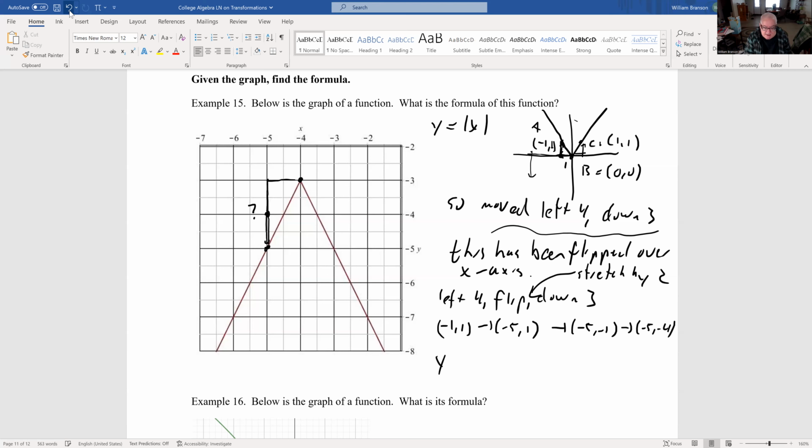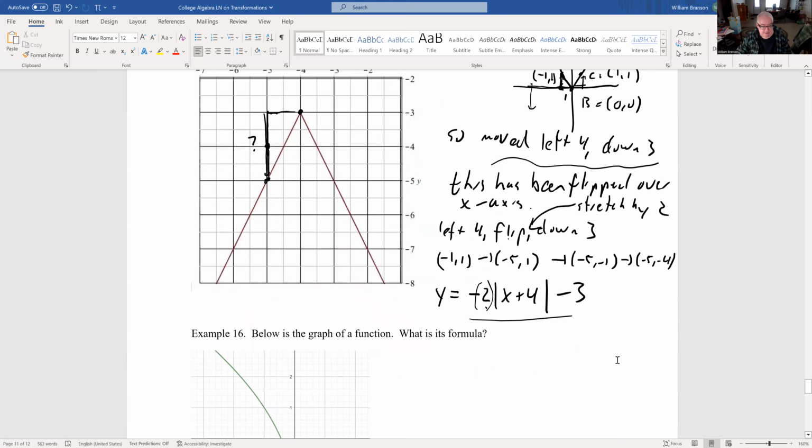So what we're actually going to need is y equals absolute value. Left 4 means an x plus 4 inside. A flipping means a minus sign outside. Stretch by 2 means multiplication by 2. And then down 3 gives me a minus 3. And that's what the formula is. But you have to be a little bit careful about how to find these kinds of scaling constants, by looking at the points and where they go and how long the y coordinate is relative to the vertex there.